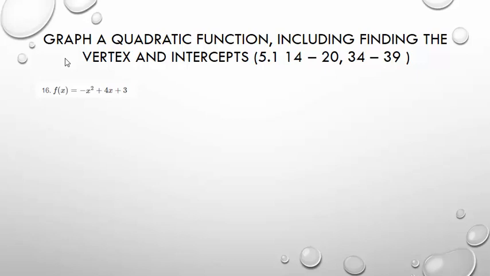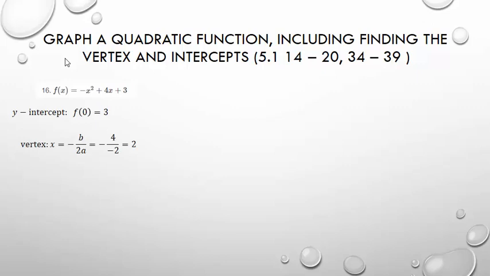So for this one, we've got f of x is negative x squared plus 4x plus 3. So you could have one in that general form, ax squared plus bx plus c. If you want the y-intercept, you just plug in 0. In this case, you'll get just 3 is all that's left. The terms with x go away when you plug in 0.